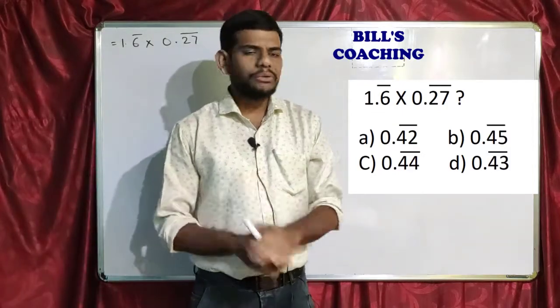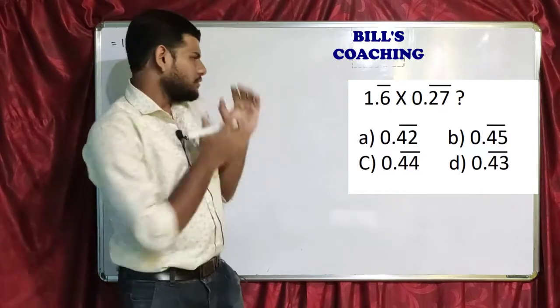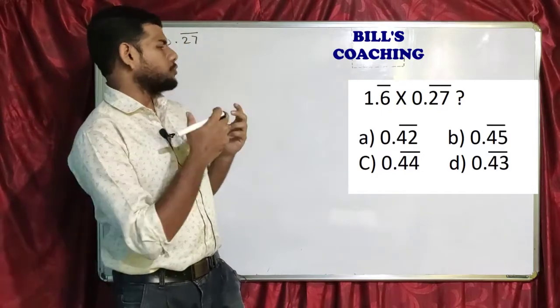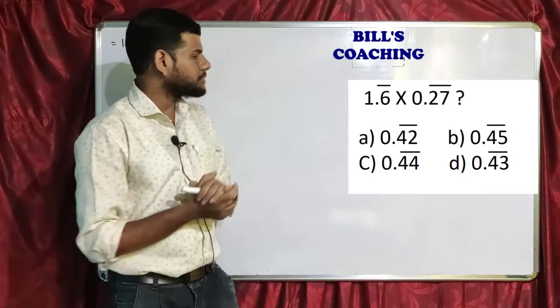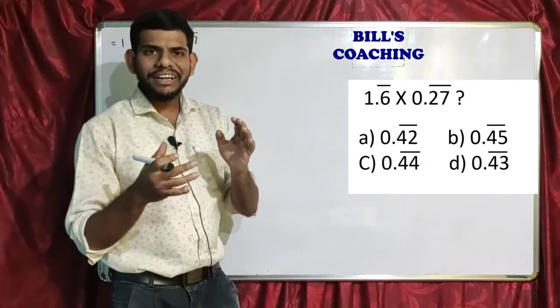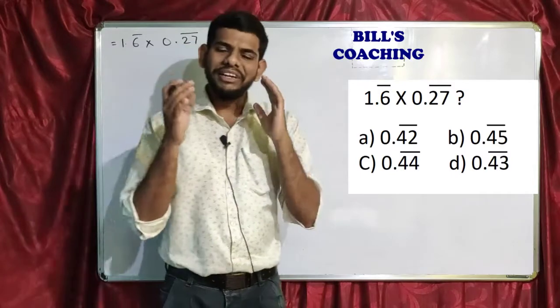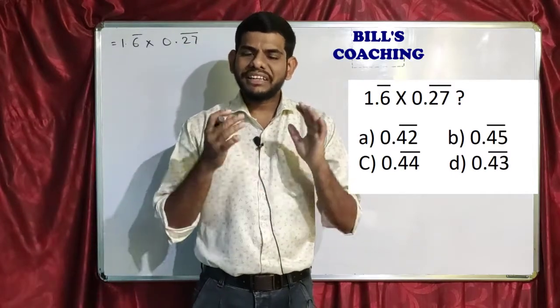In this video, we are going to solve this question. Very simple question, and we need to find the product of two numbers, which are 1.6 bar and 0.27 bar. Both are rational numbers. Can you give it a try? Pause this video for some time and try to solve it by yourself, and then come back again to verify your answer.